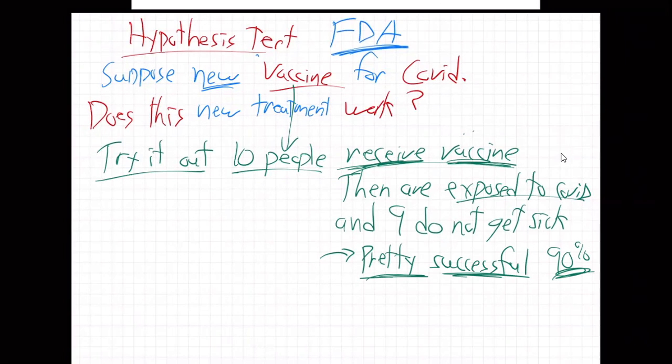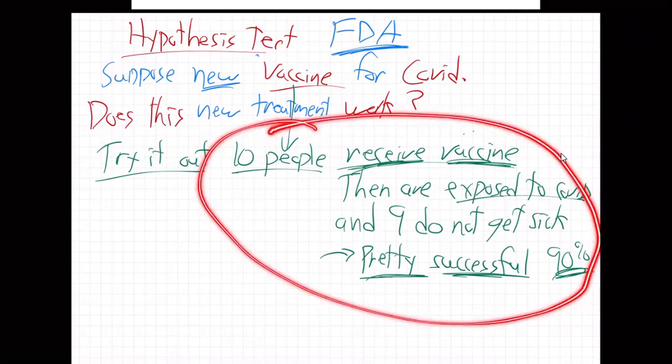The FDA says, all right, give it to the whole nation. What might give them pause? Why might they not think they're ready to do that? Why is this maybe not strong enough evidence?